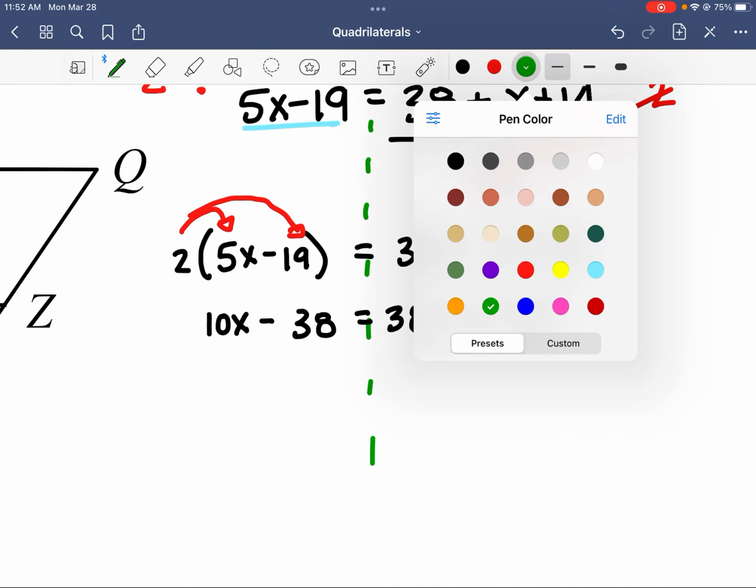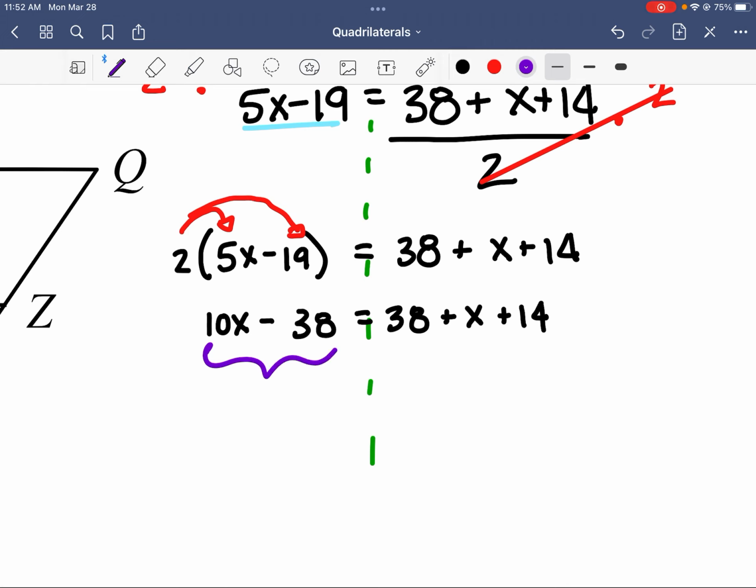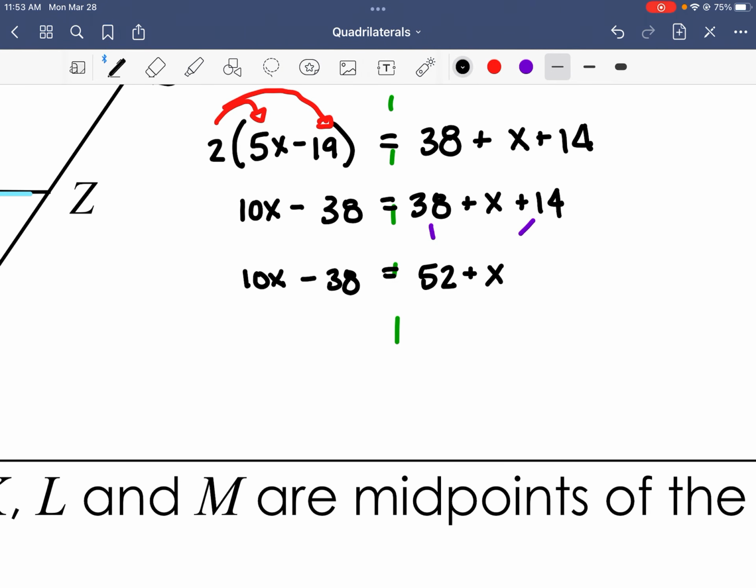So now I'm going to check if there's anything I can combine on either side, okay? So looking over here, I can't combine anything because this has an x and this is a whole number. Looking on my right hand side, I have a whole number and this other whole number right there. I can combine those. So 38 plus 14 is, let me do some mental math, I believe 52. And I cannot forget about my x equals 10x minus 38.